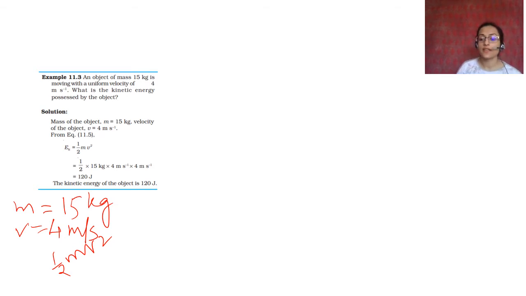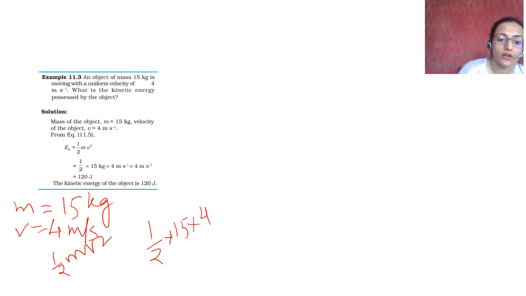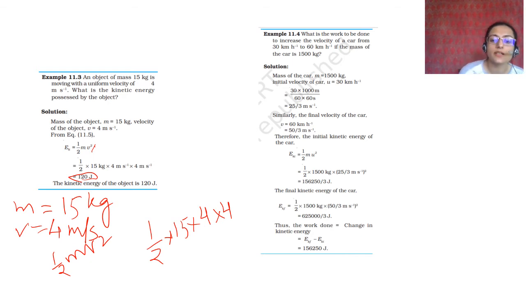Now you have to consider that this is not a change. We are just calculating the energy. So in this we will consider that u was 0. Okay, we are just considering that it is moving with uniform velocity. We are not looking at the change, therefore we are considering that u is equal to 0. Half mv square is half into 15 into 4 square into 4, right? So this is 120 joule. It is in joule, okay?